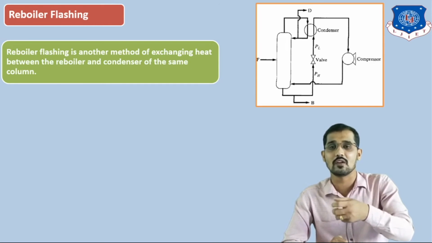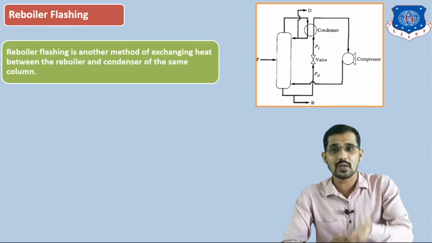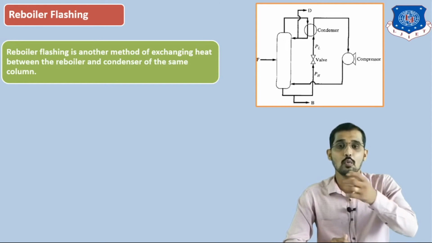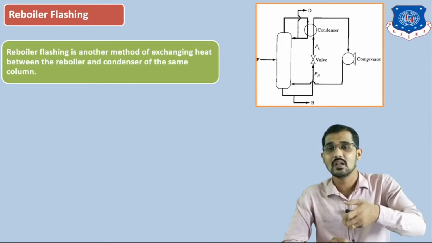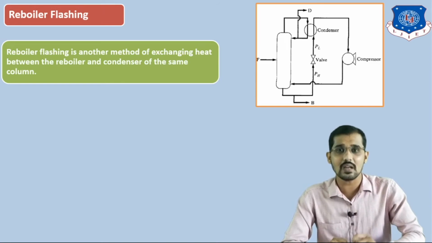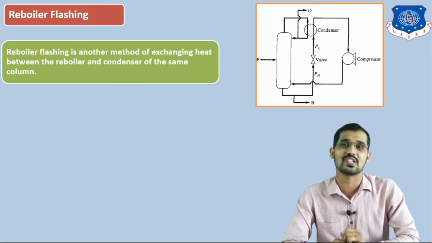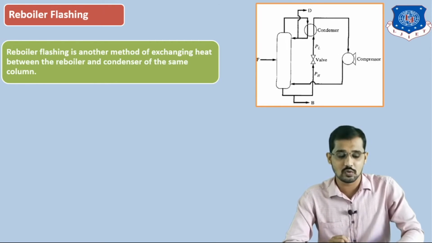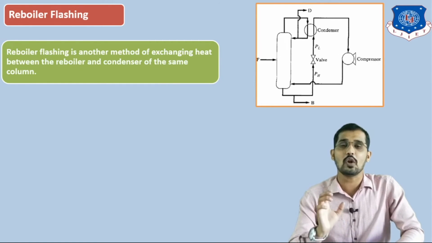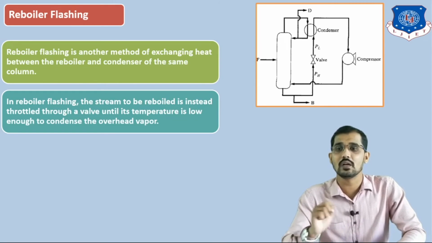But in this reboiler flashing, we are using those vapors after condensation. Vapors coming from the top section first move to the condenser. After condensation, whatever vapors remain come to the compressor, and after compressing, we use those compressed vapors as the heating source in the bottom section. So this is the beauty of reboiler flashing, where we are using the vapors coming from the top section of the distillation column as the heating source.